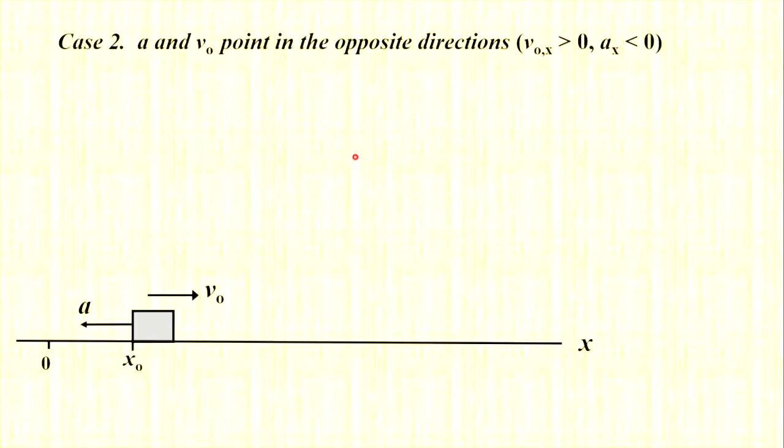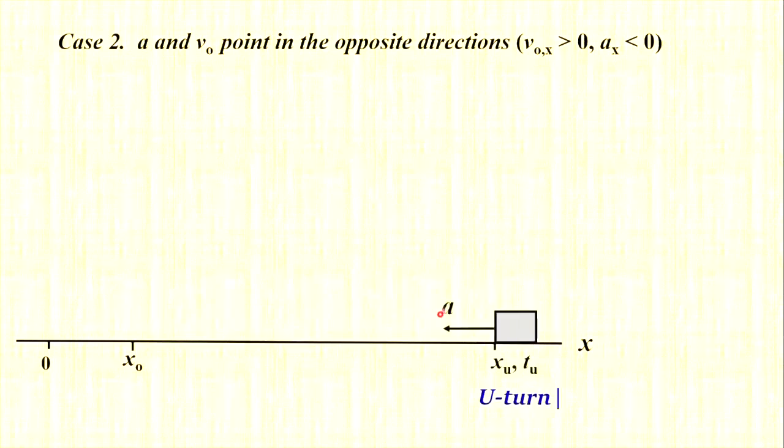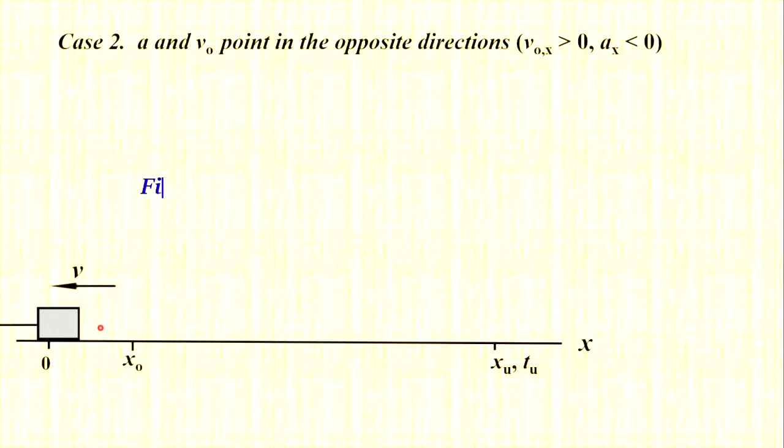In this case, the motion happens as follows. First, the object moves with decreasing speed, and then stops at some point xu, at time tu. We will call this point the U-turn point, and then it moves back, passes the initial point, and moves away with increasing velocity. Such a not complicated motion, nevertheless, sometimes leads to confusion.